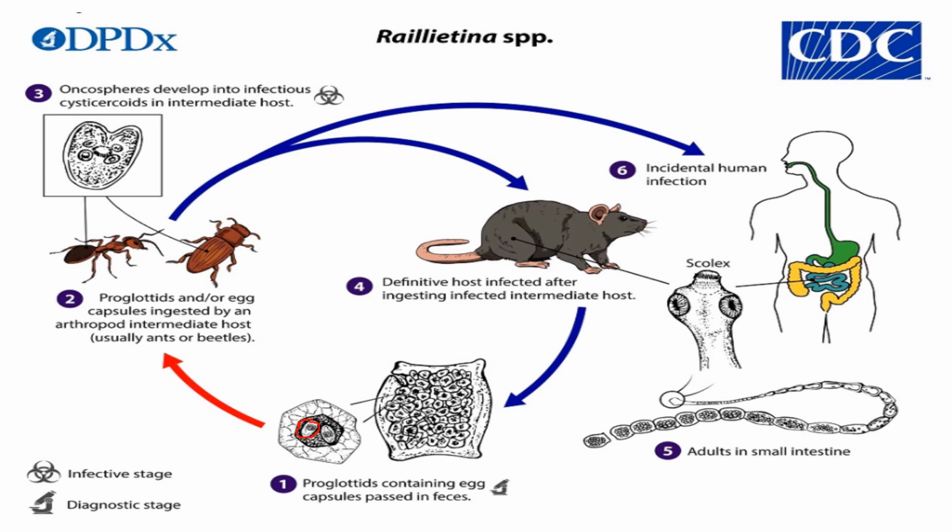So the gravid segments may be ingested by an insect or intermediate host, usually flower beetles. The development from egg to cysticercoid larval stage takes about 2 weeks. So it develops, guys, in our insects into cysticercoid, and these insects will be ingested by its definitive host, the rat, and accidentally it will be ingested by humans.